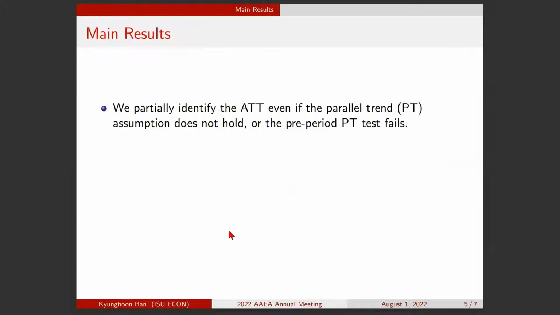So first of all, we partially identify the average treatment effect on the treated, even if the parallel trend assumption fails, or even worse, if we fail to verify the pre-treatment period parallel trend assumption, we can use our method to set identify ATT.